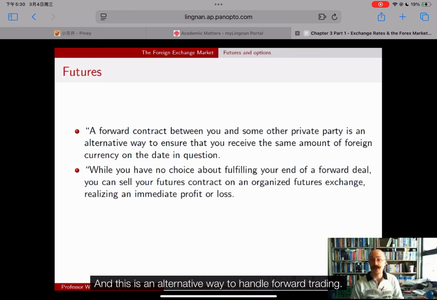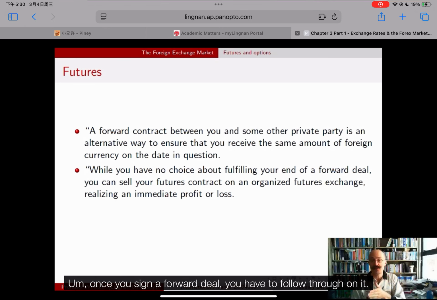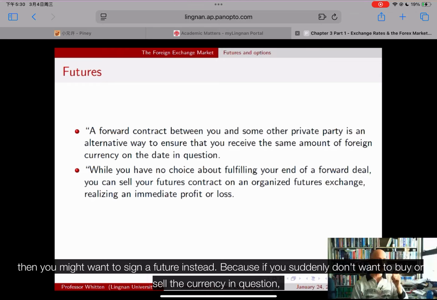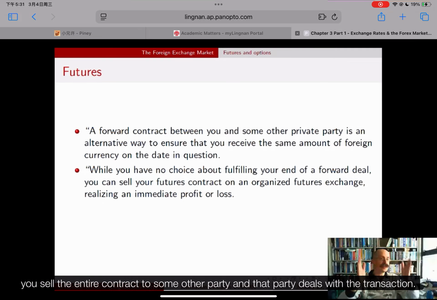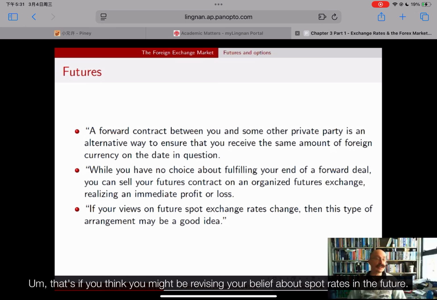And this is an alternative way to handle forward trading. Once you sign a forward deal, you have to follow through on it. Whereas if you want to get out of a forward contract, or you think you might want to get out of the forward contract before you sign it, then you might want to sign a future instead. Because if you suddenly don't want to buy or sell the currency in question, you sell the entire contract to some other party, and that party deals with the transaction. That's if you think you might be revising your belief about spot rates in the future.